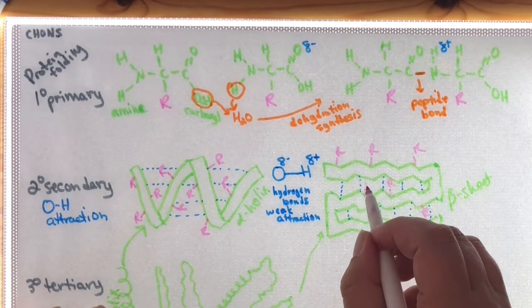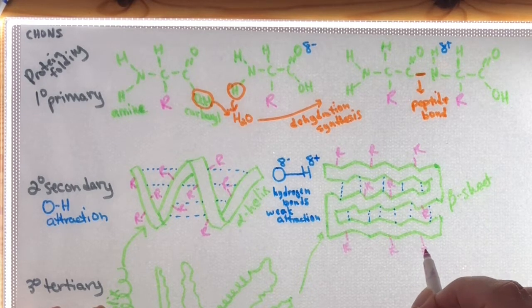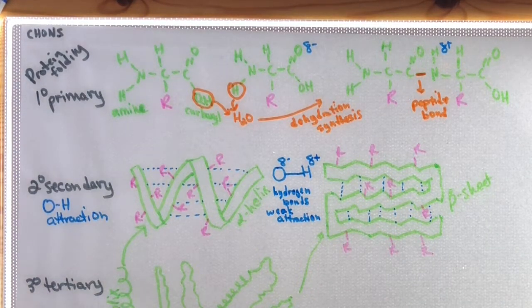So it'll be a partially negative oxygen on the carboxyl group of one amino acid residue that'll be attracted to a partially positive hydrogen that's about 3 amino acids down the line. This is not, in fact, the only attraction that causes an alpha helix or a beta sheet. There are other molecular attractions and configurations that are responsible for those shapes. However, this is the main one.